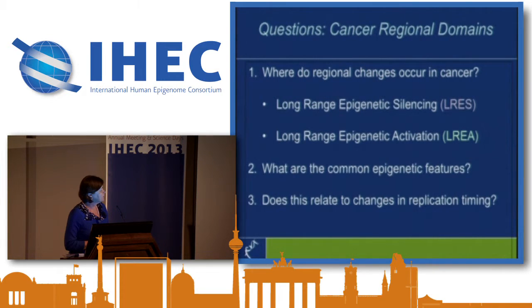And so first of all, we've been looking at mapping where regional changes occur in cancer, both long-range epigenetic silencing, we've termed LRES regions, as well as long-range epigenetic activation, we've called LREA regions. I'm going to talk to you about what we're discovering about common epigenetic features that underpin these regional domains, and then lastly go on and talk to you about the impact of these changes potentially in replication timing in the cancer.